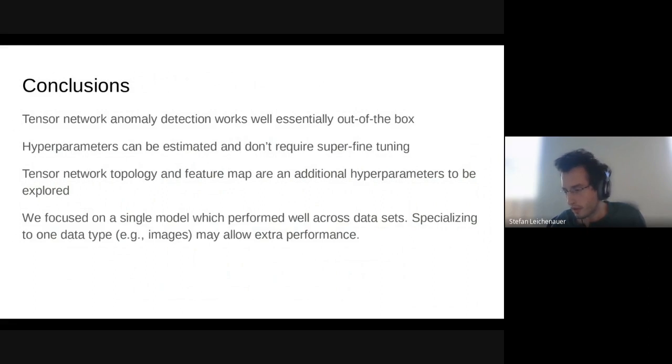But this was, I think, very encouraging initial work, and thank you for listening.